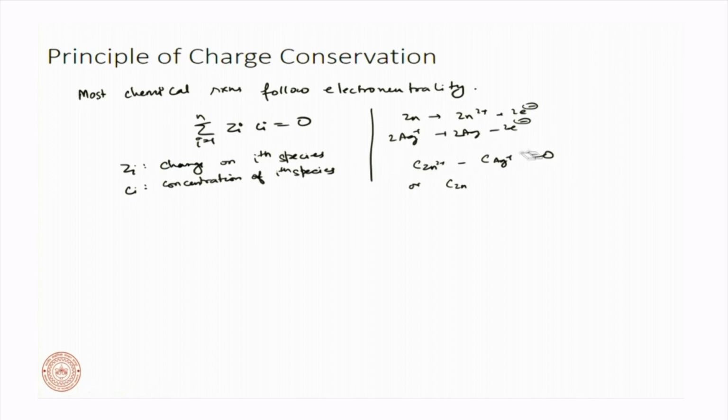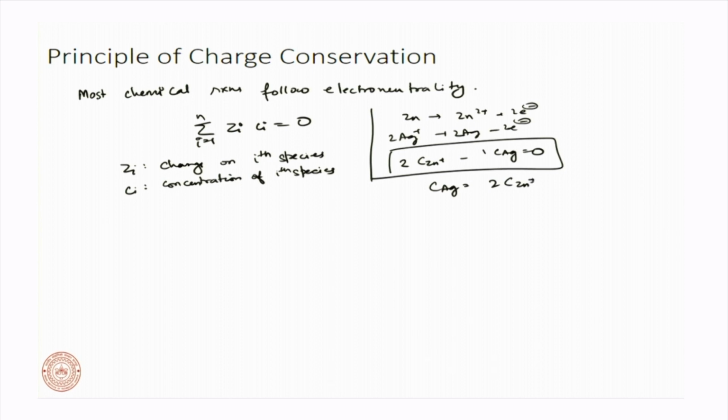Let us write it again. Z for zinc 2 plus is 2. So, 2 for the concentration of zinc 2 plus, and then for the silver concentration it will be minus 1 charge. So, charge number is 1 for Ag, equal to 0. For every atom of zinc dissociated, it gives 2 electrons, right, and those 2 electrons need to be absorbed by silver, right. So, C_Ag should be equal to 2 C_Zn, that is the significance of this, right.